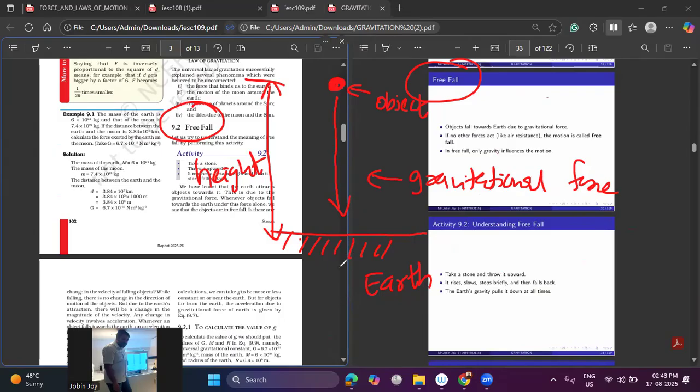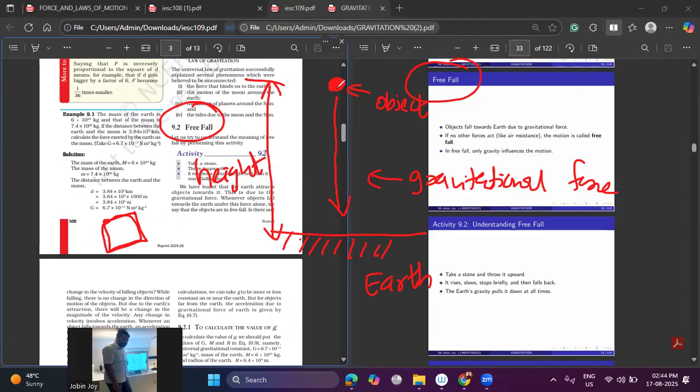Because Earth is an object, right? As per the universal law of gravitation, every object in this universe attracts every other object. So because of the gravitational force, Earth is attracting this object, so this object will fall towards the Earth. And we already discussed in chapter number 2 that to change the state of an object, we need an unbalanced force, as per Newton's first law.